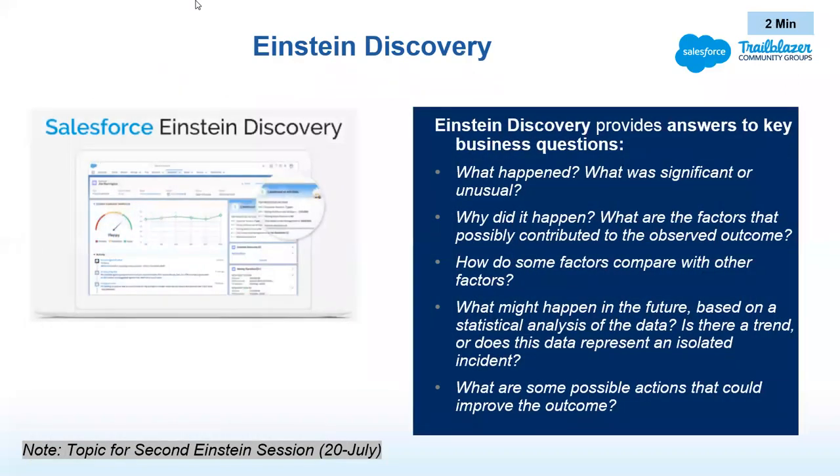One last thing is Einstein Discovery. This is again a topic for the next session. I think this is a very good tool. It gives you lots of answers on lots of questions, right? So what happened? What was significant or unusual? For example, it can give you an idea. Which are your top customers, right? Which are your top selling products in a specific location or a specific geography? What are the probable reasons certain products are not selling as much in one location compared to others?